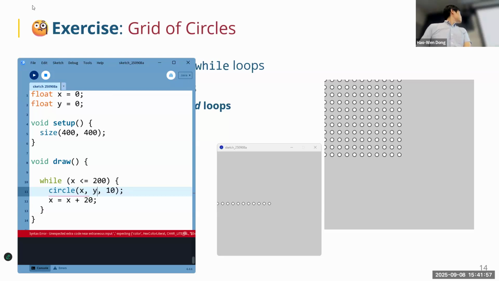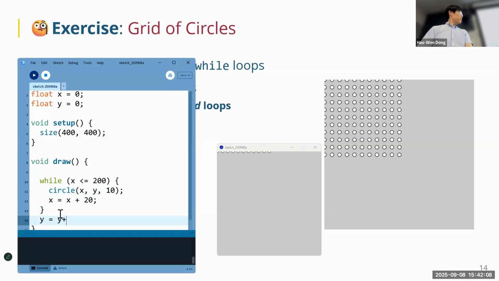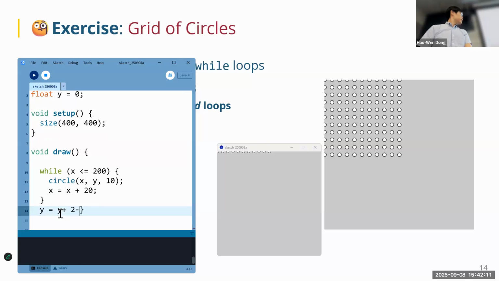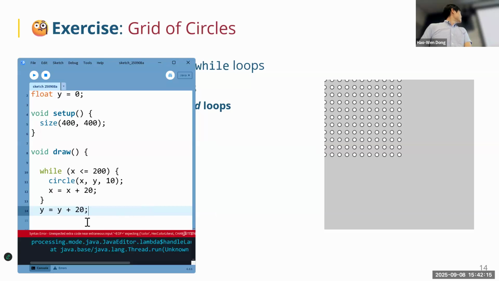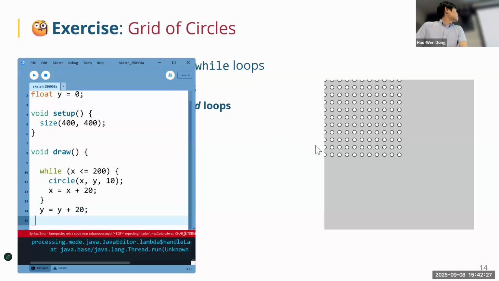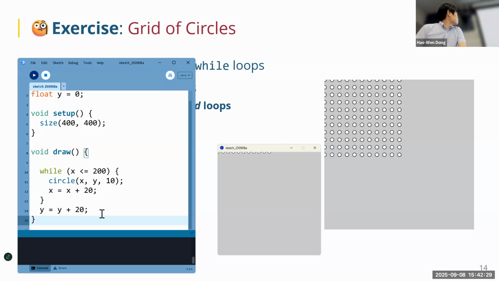Oops. So this will still just put it there. So now we want to make y equal to y plus 20. This will actually be fun. It will just keep moving, I guess. Oh, it's done. Cool.